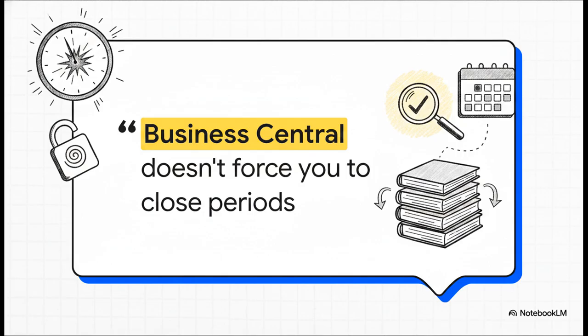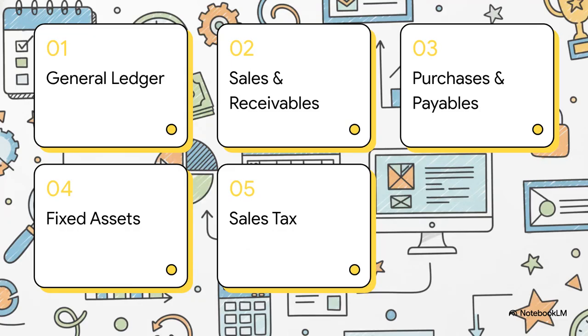But just because it's technically optional doesn't mean we just skip it. We actually follow a really structured set of period-end activities to keep our books absolutely spotless, accurate, and completely ready for reporting. So here is our game plan for today. We're going to cover 1, the General Ledger Foundation, 2, mastering sales and receivables, 3, purchases, payables, and intercompany, 4, managing fixed assets, and finally, 5, sales tax.